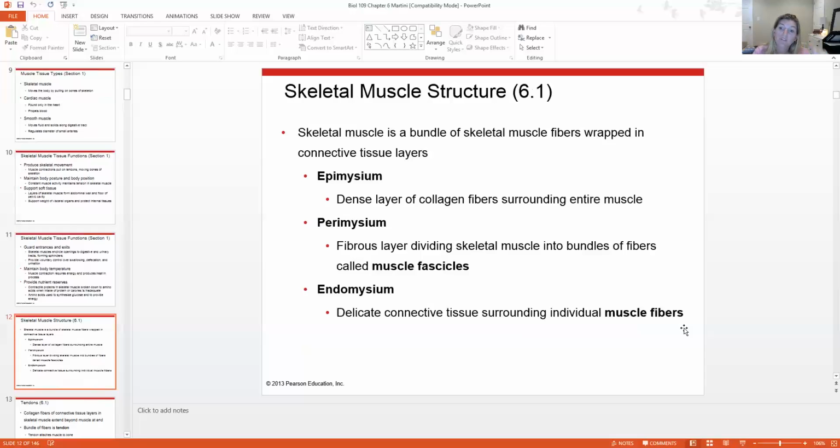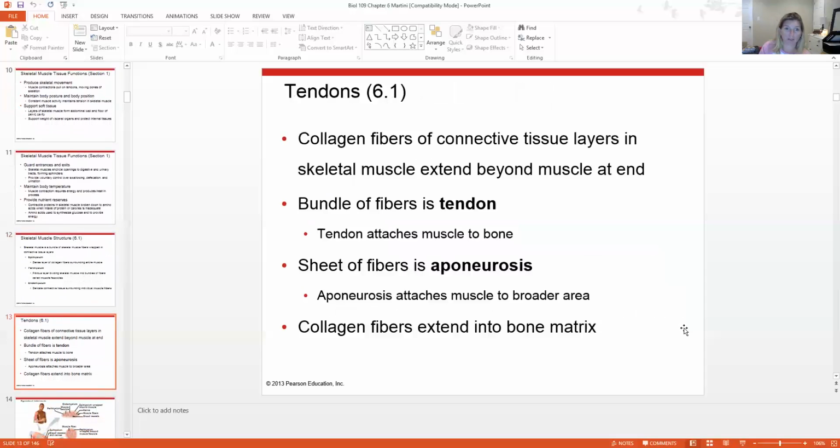The fibers themselves are surrounded by an endomysium. So when we start small, I like to start small and get big. Each muscle cell is called a muscle fiber. That muscle fiber is surrounded by an endomysium. The muscle fibers are grouped together in fascicles. Surrounding the fascicles, the perimysium. All of the fascicles are grouped together to make the entire muscle group and that is surrounded by the epimysium. So those are the connective tissue layers.